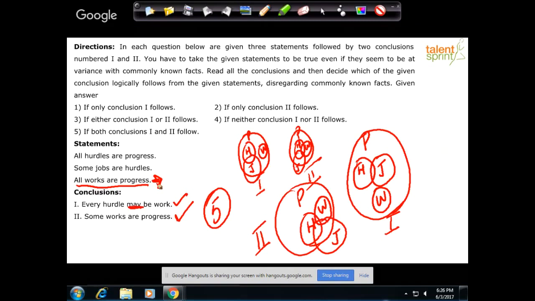Therefore, the answer here is 5. Both statement 1 and 2 follow. Once again, boys and girls, I would request, read the nuances of the question, read the nitty-gritties, and then move ahead. Read this question once again. If you have not understood, ask me exactly at what point have you got stuck, and then we will move ahead.